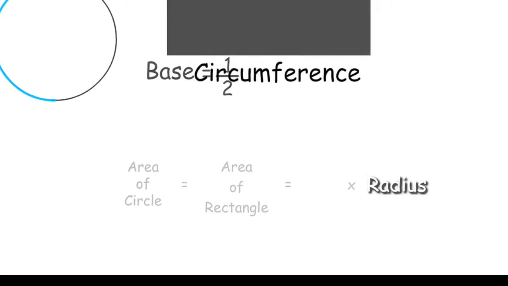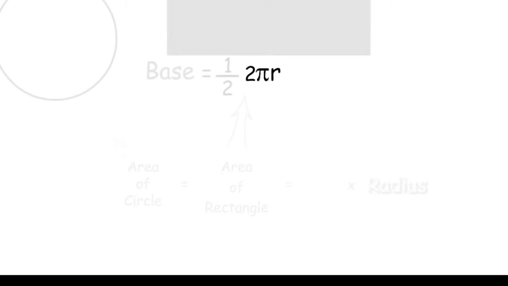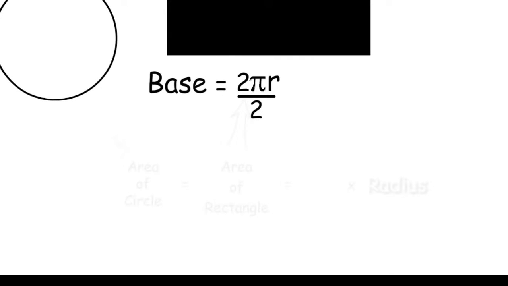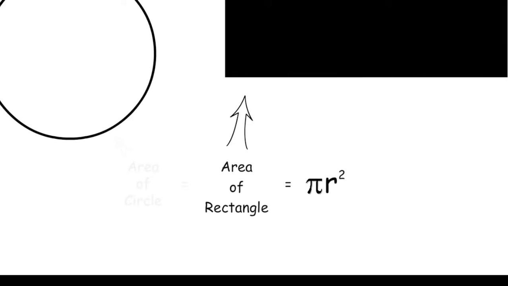Remember that the circumference is equal to 2 pi r. When we combine it with 1/2, the 2's cancel out, and the base is equal to pi r. So now, base times height becomes pi r times r. Combine the r's together, and we have pi r squared, which is equal to the area of the rectangle, which is equal to the area of the circle.